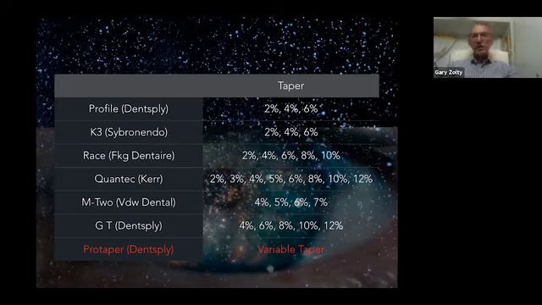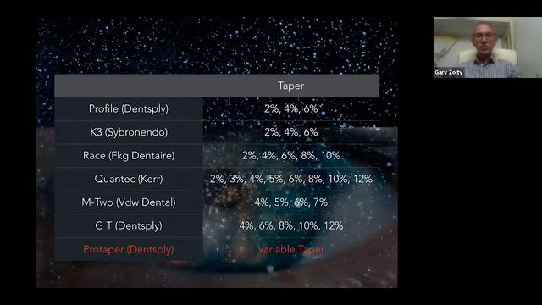There's the profile, which has 3 tapers, 2, 4, and 6%. K3 is 2, 4, and 6 as well. Very similar to the K3 in the profile. I think the K3 was at a positive rake angle, and that means it was much more aggressive than the profile. Race has 2, 4, 6, 8, and 10%.